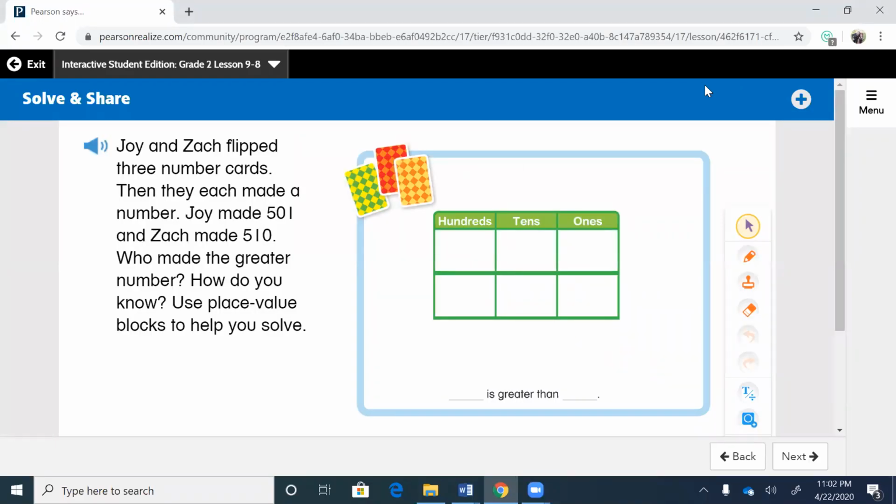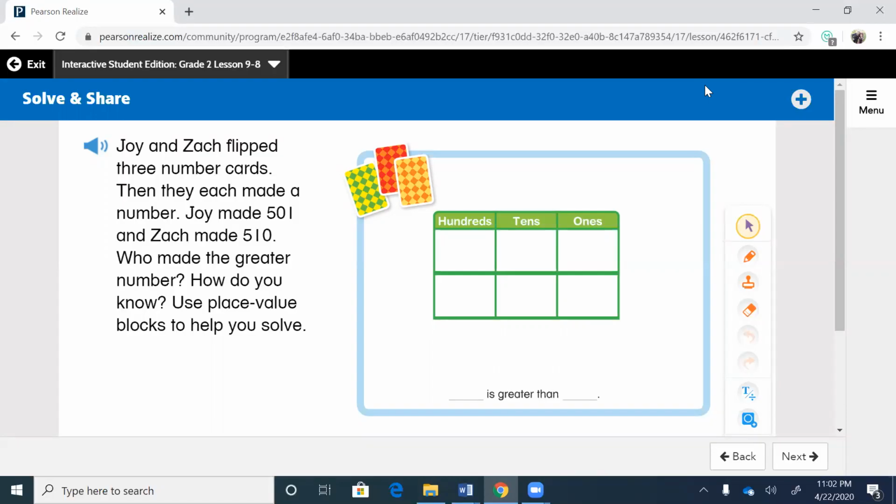Joy and Zach flipped 3 number cards. Then they each made a number. Joy made 501 and Zach made 510. Who made the greater number? How do you know? Use place value blocks to help you solve.